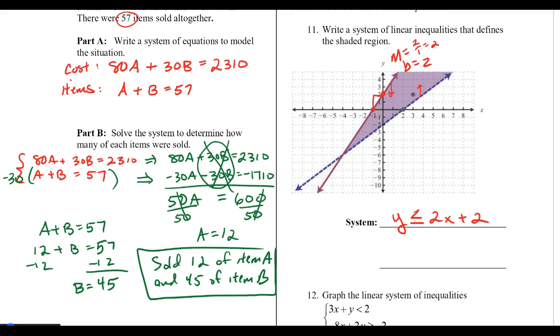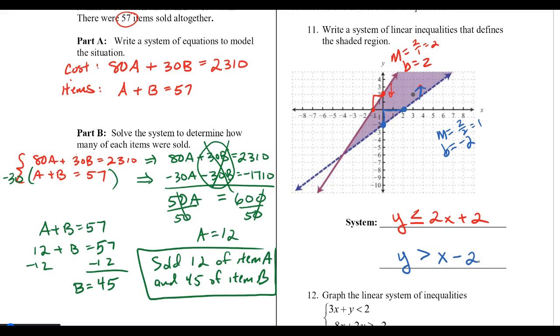Now we look at the blue one, and that one has a b value of negative 2, and this one has a slope. If I'm looking from this point to this point, I'm up 1, 2 over 2. It's 2 over 2, which is 1. So this is an inequality of y is greater than, because I'm shaded above, and it's just greater than because it's a dashed line. Y is greater than 1x minus 2.